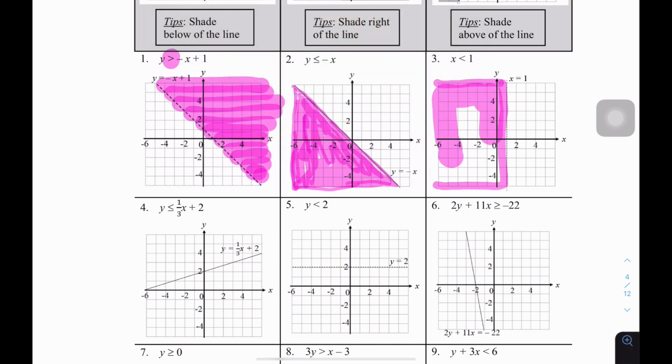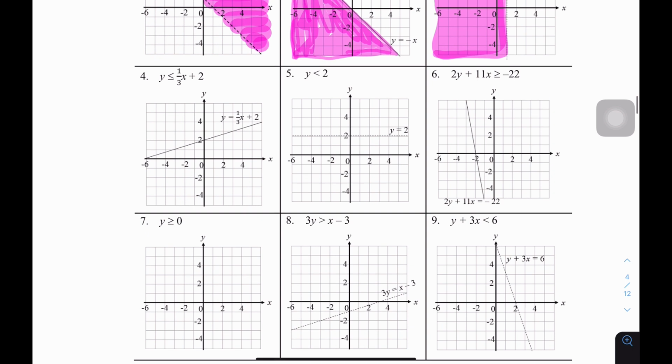Okay, this part. Okay, for number 4, 5, 6, 7, 8, 9, I want you to try it yourself.